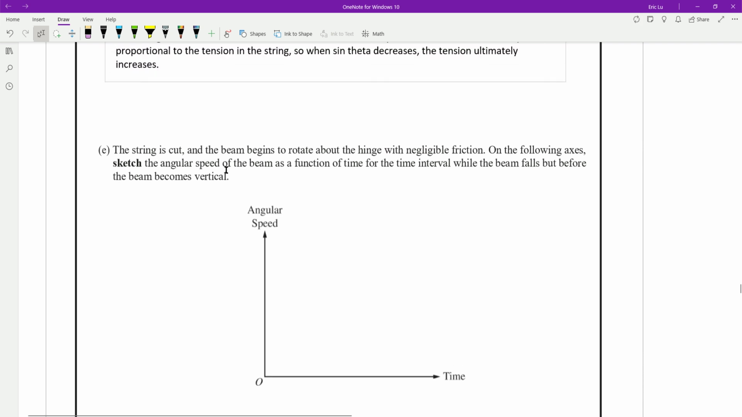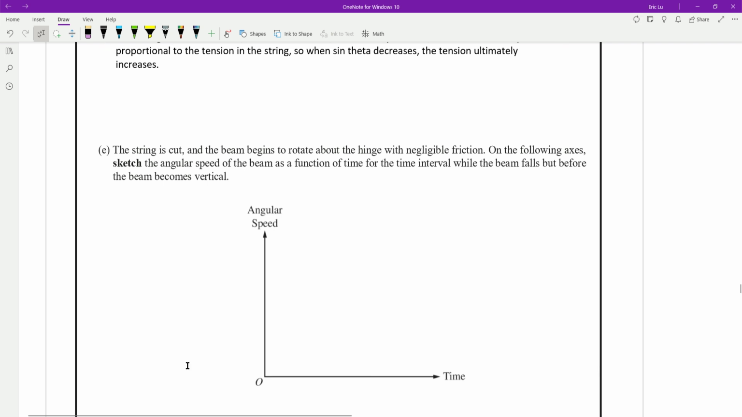The string is cut and the beam begins to rotate about the hinge with negligible friction. On the following axis, sketch the angular speed of the beam as a function of time for the time interval while the beam falls, but before the beam becomes vertical.